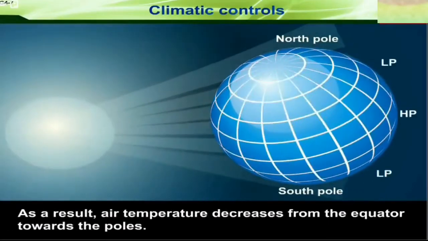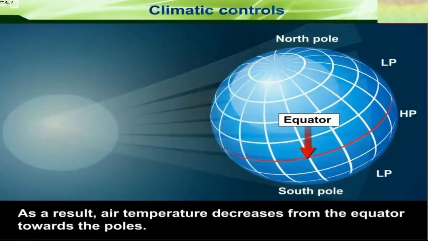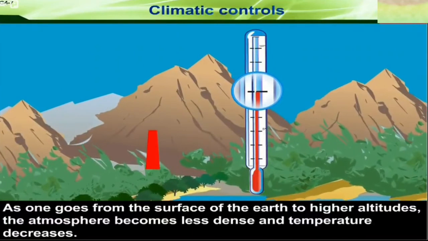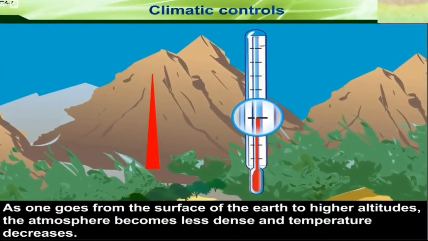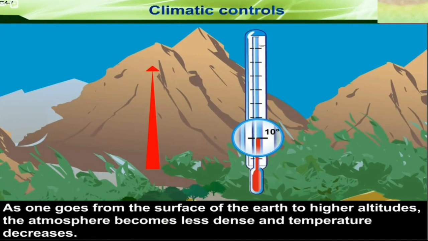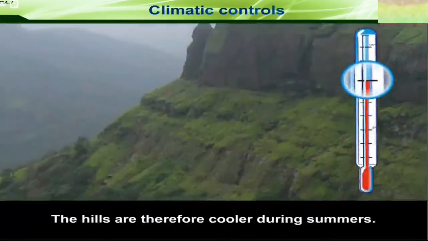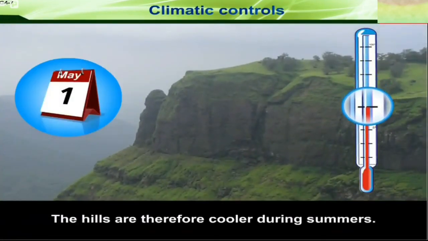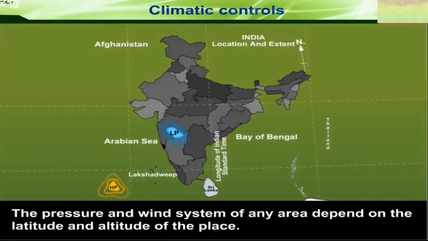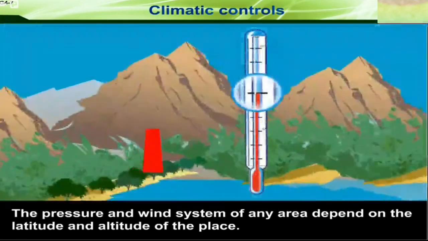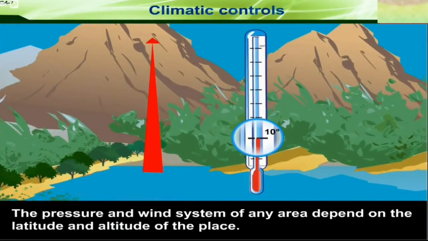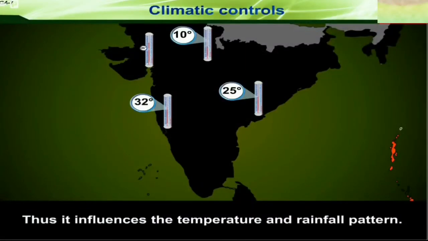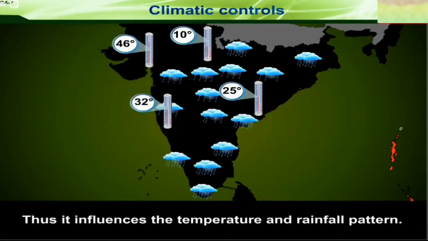Due to the curvature of the earth, the amount of solar energy received varies according to latitude. As a result, air temperature decreases from the equator towards the poles. As one goes from the surface of the earth to higher altitudes, the atmosphere becomes less dense and temperature decreases. The hills are therefore cooler during summers. The pressure and wind system of any area depend on the latitude and altitude of the place. Thus, it influences the temperature and rainfall pattern.